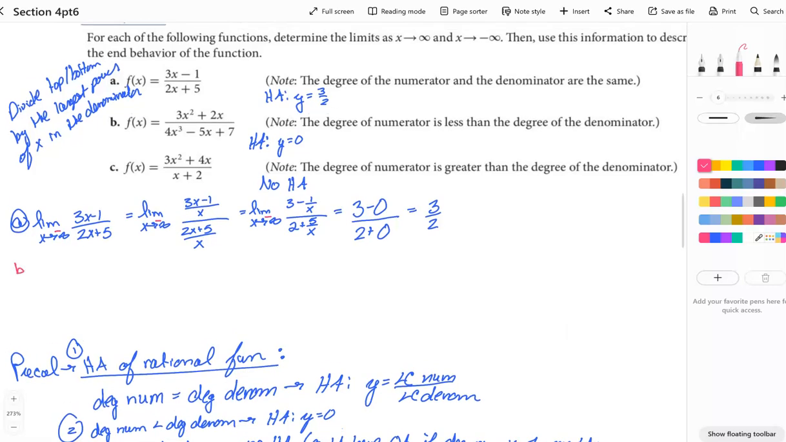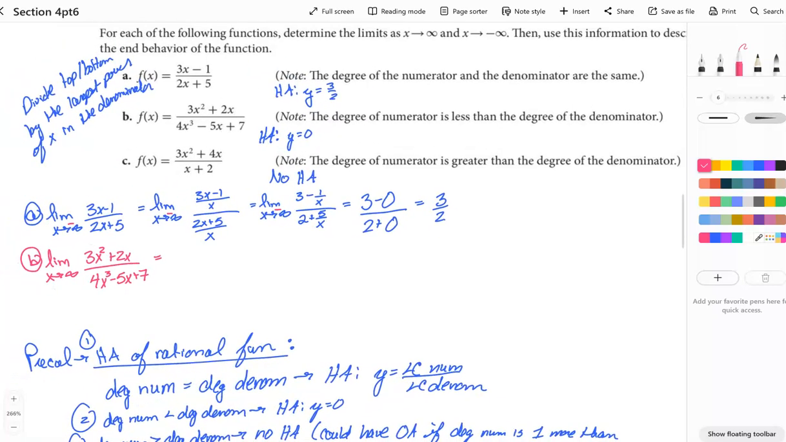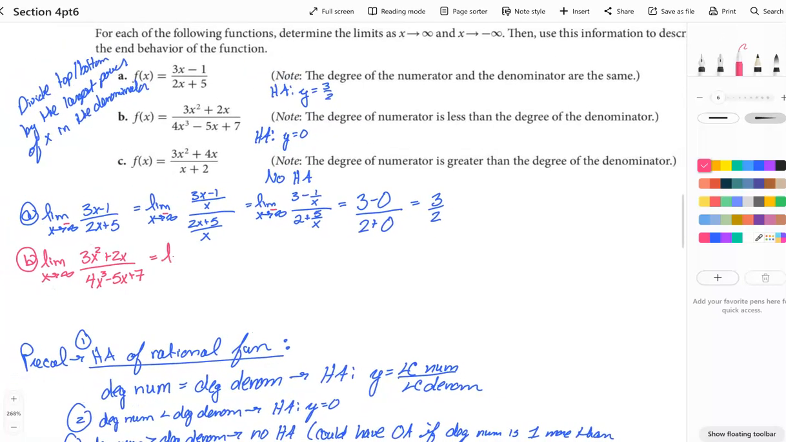Let's look at part B. We're going to do the same thing. We're going to take that limit as x approaches infinity, or we could think about negative infinity. Your textbook's going to use a plus and minus there. So we have 3x squared plus 2x over 4x cubed minus 5x plus 7. So we're going to divide the top and bottom by the biggest x with the exponent in the bottom. The biggest thing I see in the bottom is that x cubed. So let's divide everything by x cubed.